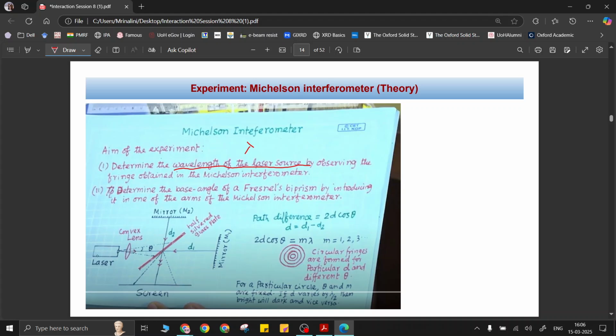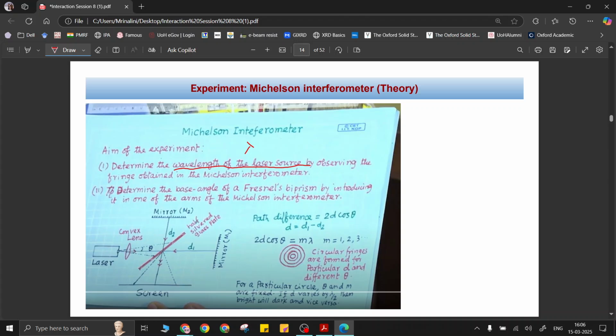So let's again briefly discuss the setup. We have a laser source and we are using a convex lens to get an extended source. Otherwise, a laser, we know, is almost monochromatic and goes almost parallel. So to get an extended source, we'll use a convex lens which will diverge the beam a little bit.